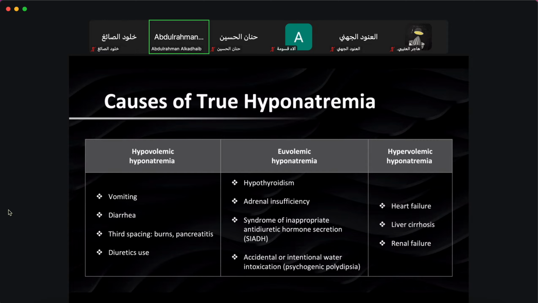And the last subtype, which is the hypervolemic hyponatremia, is usually caused by a failure of three main organs, which regulate the body volume, which include either the heart or the liver or the kidneys. So failure of those systems may cause, again, hypervolemia and hyponatremia as a result of the large body volume.